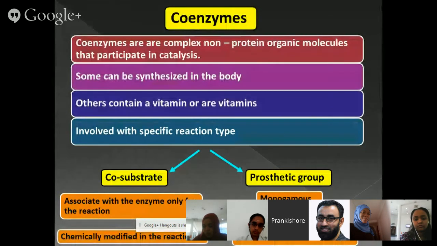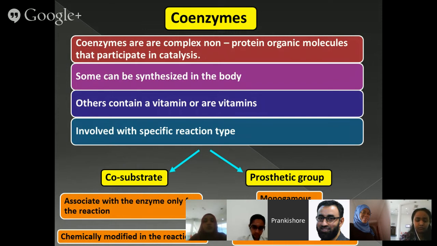Coenzymes are the complex non-protein organic molecules that participate in catalysis. Some can be synthesized in the body. Others contain a vitamin or vitamin derivative involved in specific reaction type. Again, these coenzymes can be divided into co-substrate and prosthetic group. What are co-substrates? What are prosthetic groups? Co-substrates associate with the enzyme only at the time of the reaction. And prosthetic groups are generally monogamous and permanently bonded to the active site, covalently or non-covalently.